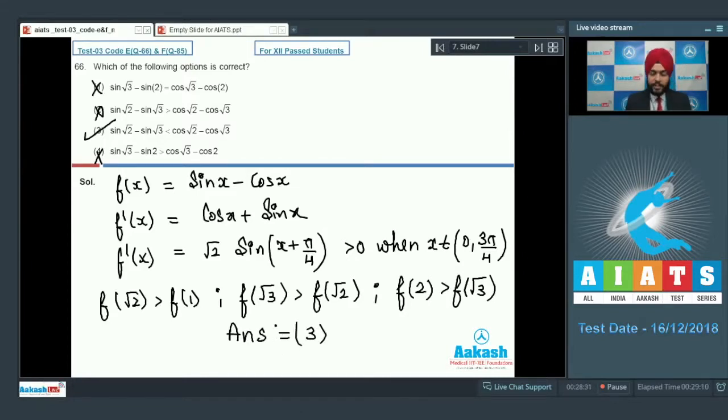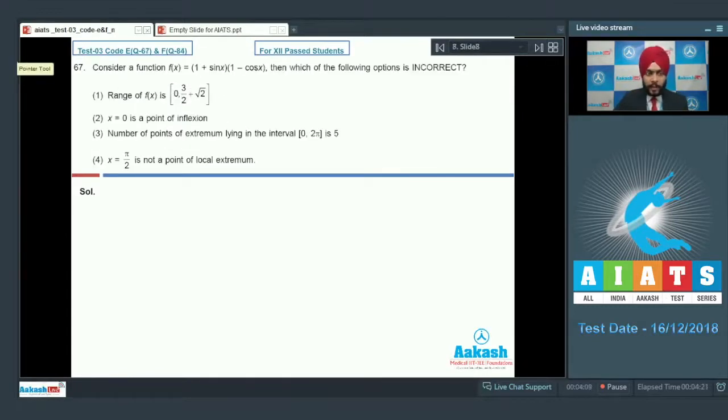So if you consider a function f(x) as sin x minus cos x, you will be easily able to evaluate this particular problem. Very smart one. Let us move on to 67. Question number 67 says that consider a function f(x) equal to (1 plus sin x) multiplied with (1 minus cos x). Then we have to identify which of the following options is incorrect.